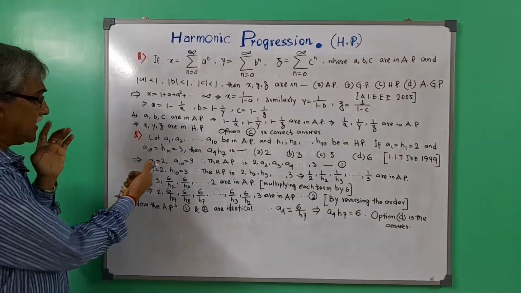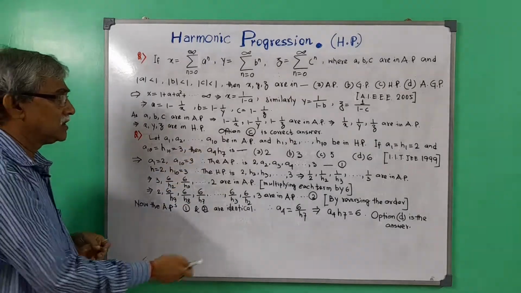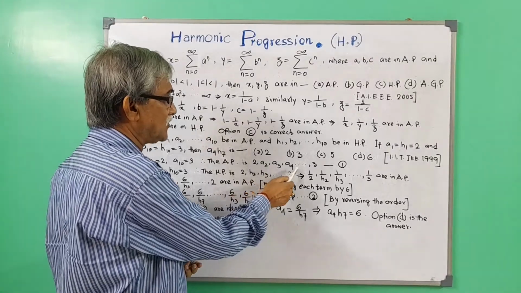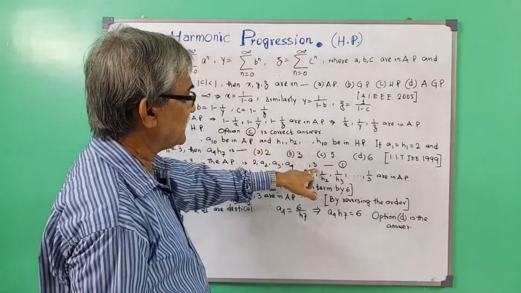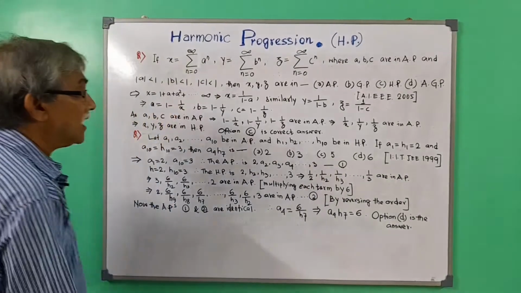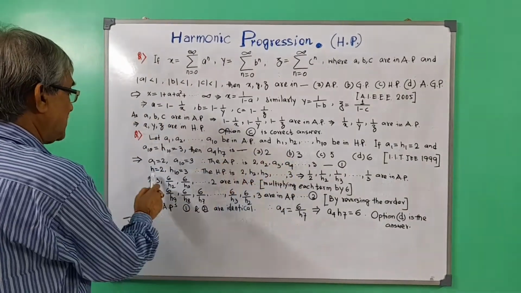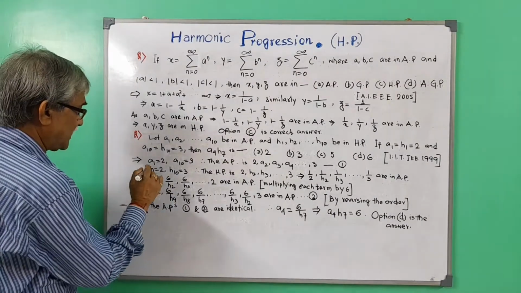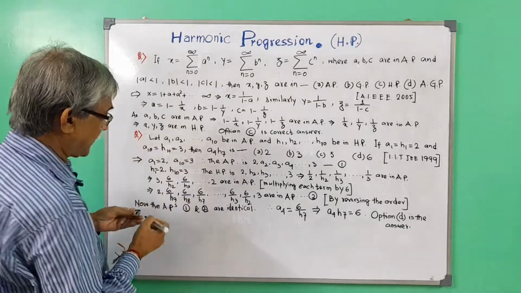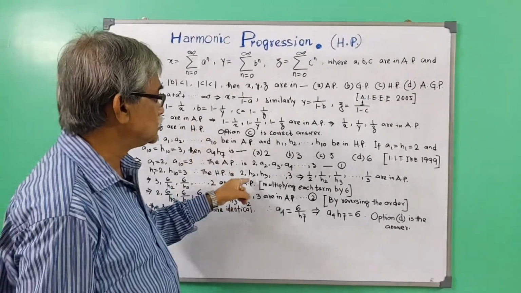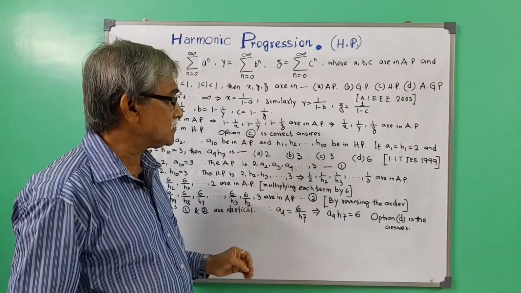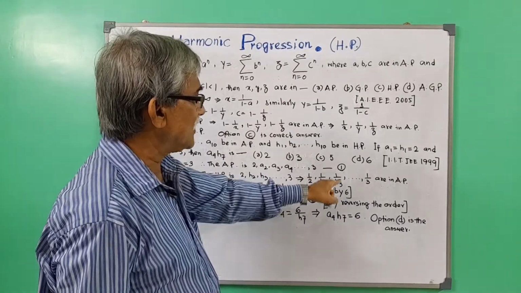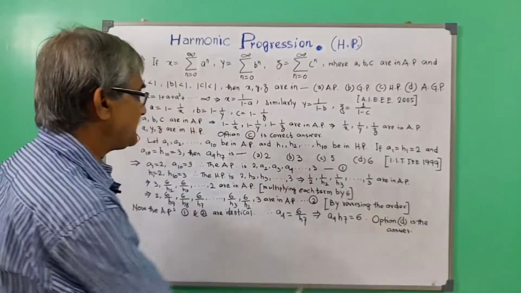Now see, A1 equals 2, A10 is equal to 3 is given. Arrange the AP: 2, the first term, A2, A3, A4, up to the last, the 10th term, which is 3. Mark this as equation 1. This is on AP. Likewise, H1 equals 2 is given, and H10 equals 3. The HP will be 2, H2, H3, up to 3, the 10th term. The reciprocals will be in AP: 1 by 2, 1 by H2, 1 by H3, and so on up to 1 by 3.